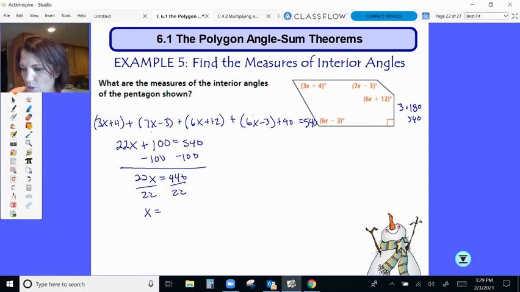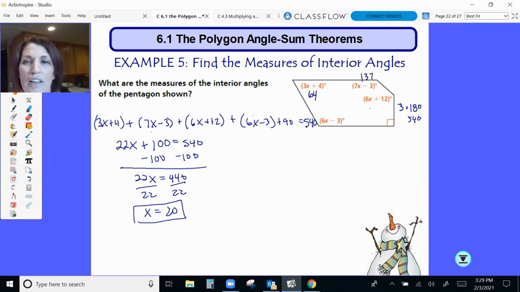So I take my 440, now I divide that by 22, and what that's going to give us is a nice 20. Okay, so x is 20, but again, that's not what it asks us. It wants to know what the angle measures are. So 3 times 20 is 60, plus 4, this is going to be 64 degrees. 7 times 20 is going to be 140, minus 3 is 137. 6 times 20 is going to be 120, plus 12 is going to be 132. And then 6 times 20 is going to be 120 minus 3, which will be 117. Okay, and that's all of our angle measures. And of course, the other one is 90 degrees.